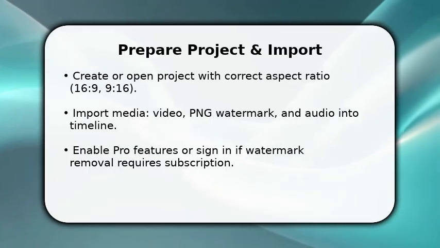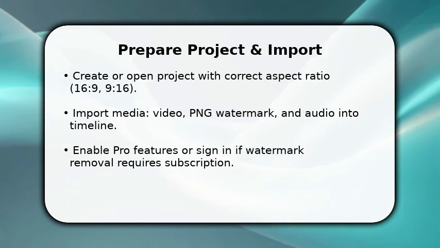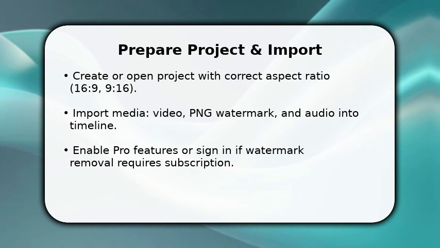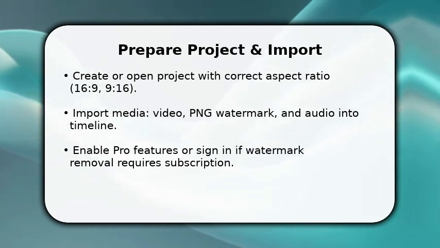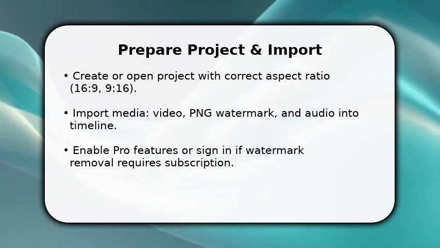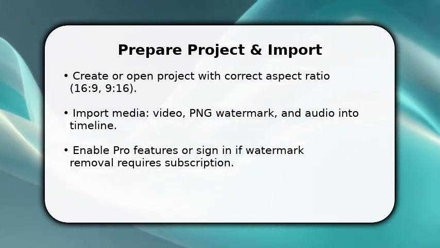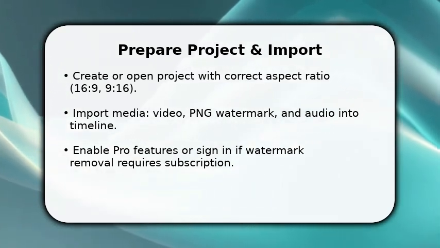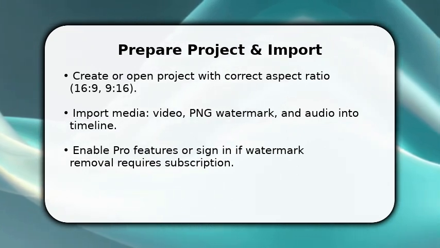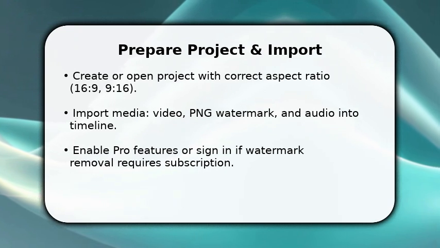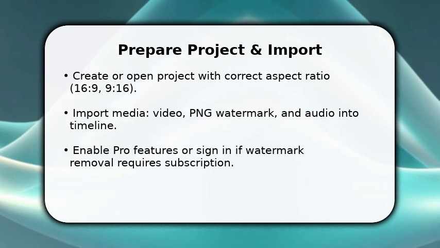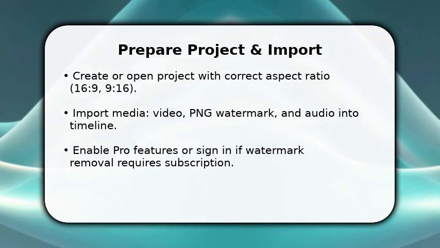You start by setting the project frame and importing assets. This is where you control final output. First, pick the aspect ratio you need and add your base clip. Next, import a PNG or PNG sequence to use as the watermark layer. Transparent background keeps it clean. If you intend to use any premium removal or overlay options, sign into your account now so features unlock. Once done, position the playhead at the first frame you'll edit and make sure layers are visible in the timeline.